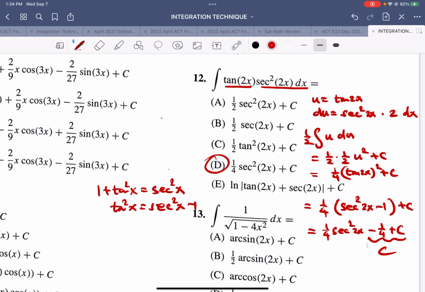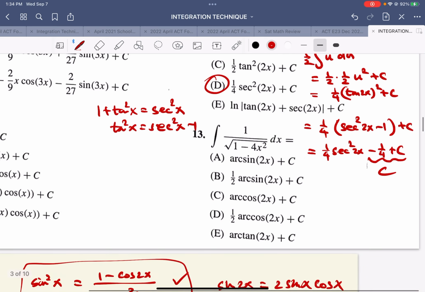So answer D. Okay, so negative 1/4 plus c will be just another c, because c will be decided by an initial condition. So you can just put whatever constant is there as just c. Okay, so answer is D. Now number 13.